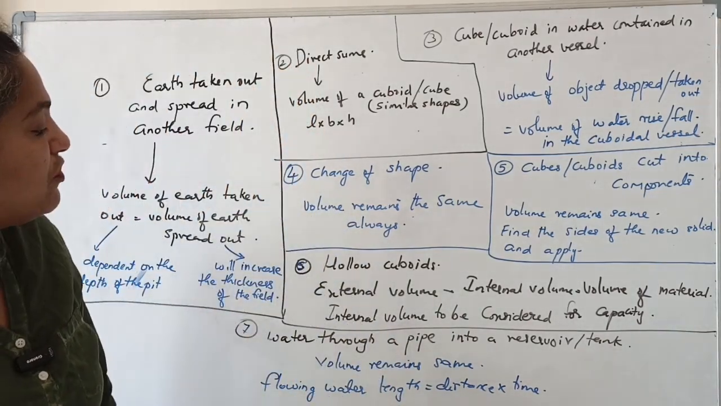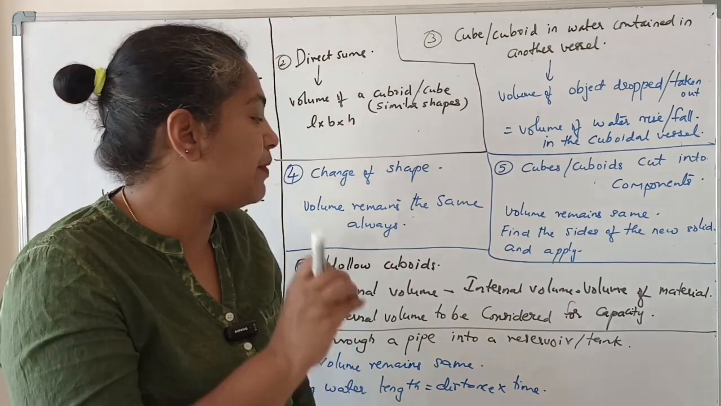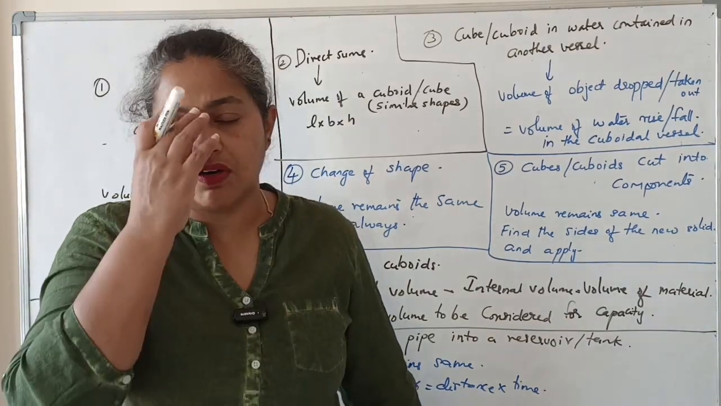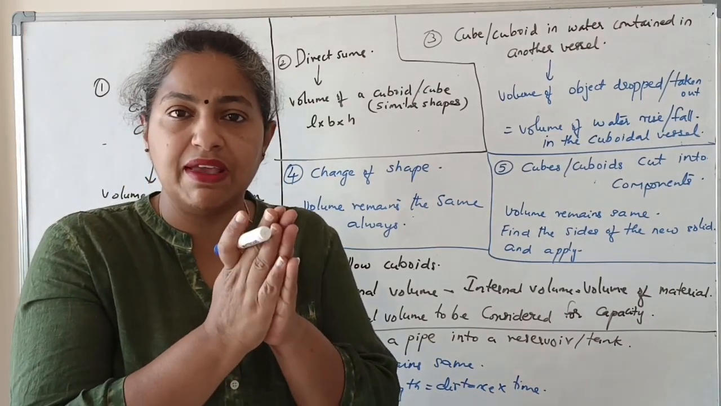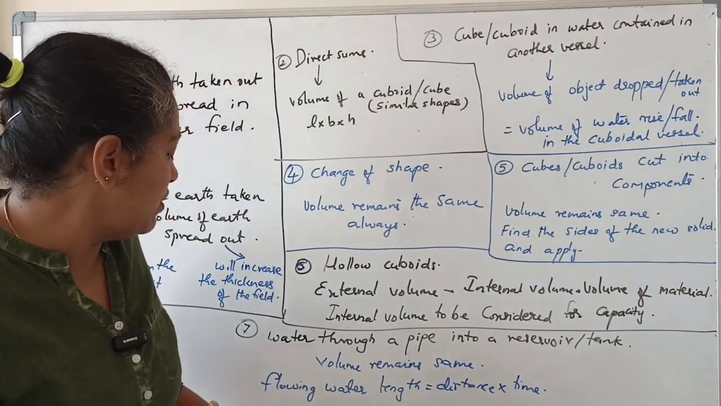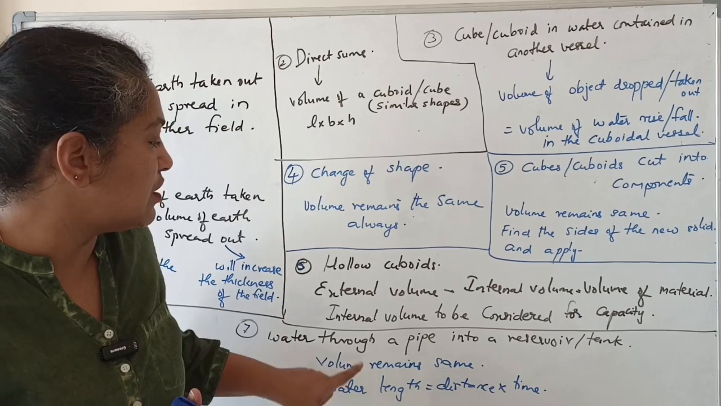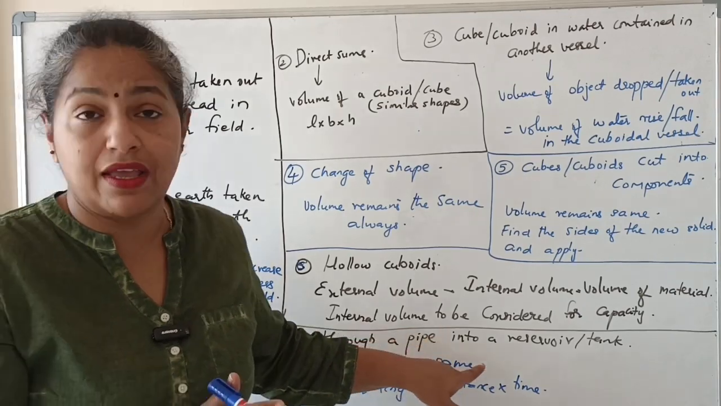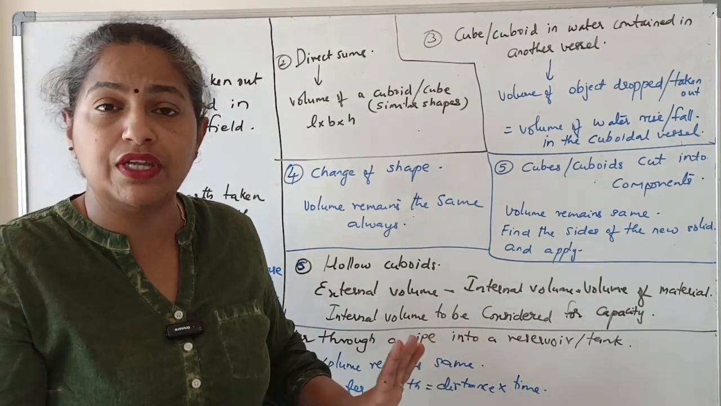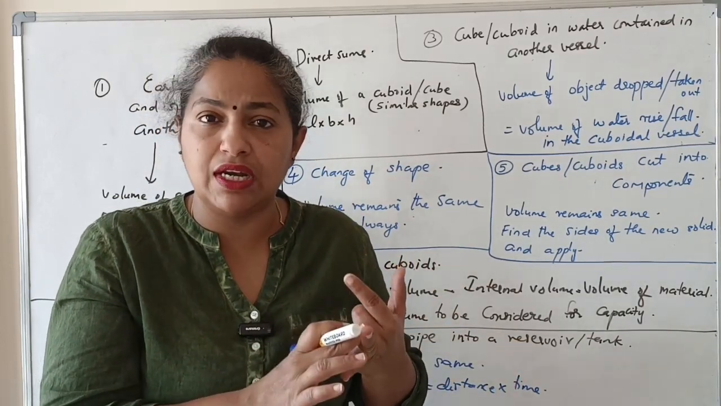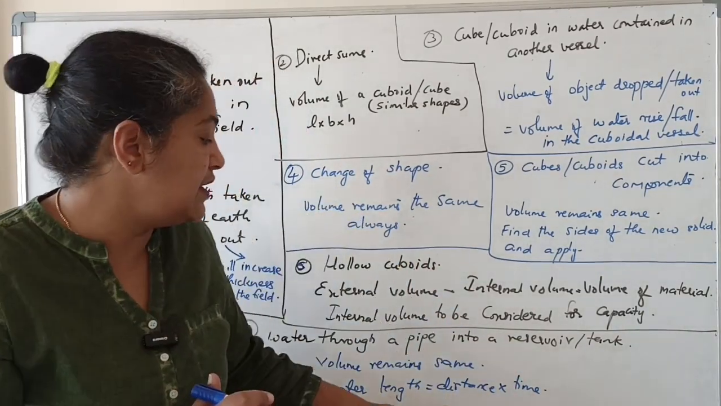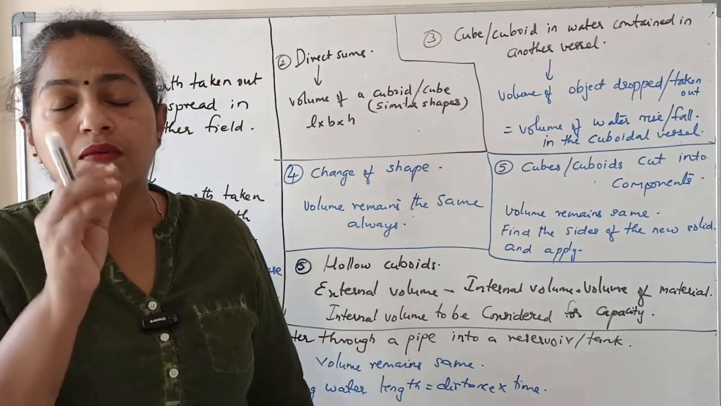Now, the last one is water through a pipe that goes into a reservoir. One of the most important concepts over here. The volume remains the same is our basic idea, but the important point is the flowing water, which is the water through a pipe or a canal. Both are flowing water. In order to find the volume, it is L into B into H. B and H we will definitely know, but the length is given by distance into time.